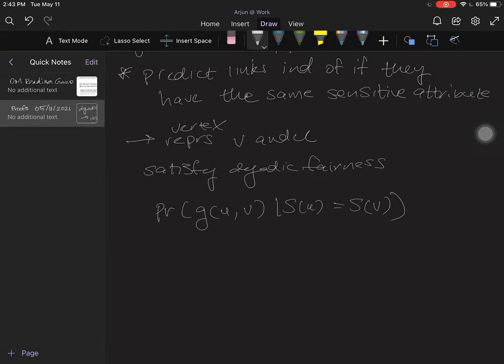So this is just the first part of the definition, and there's a second part. So given this idea of predicting links independently of if they have the same sensitive attribute and predicting inter and intra links at the same rate, does anyone want to try filling in the rest of the definition? That would be the G given the SU is not the same as SU, right? Yeah, perfect. So it's G.